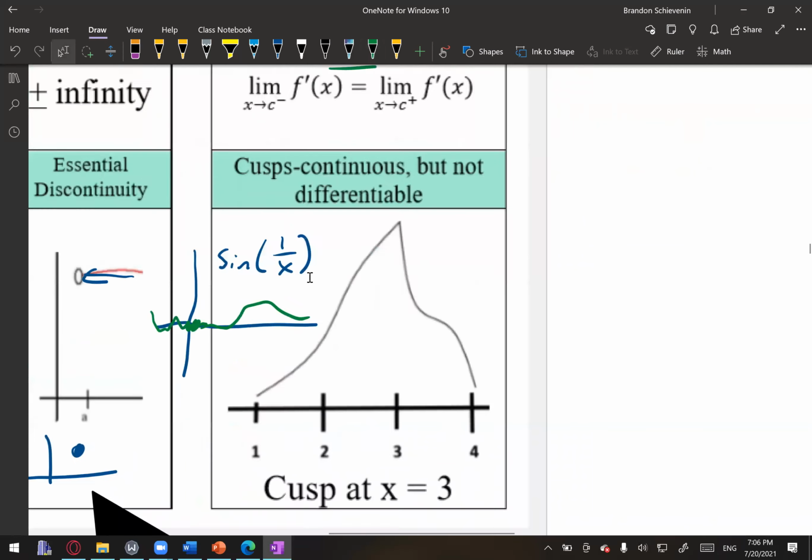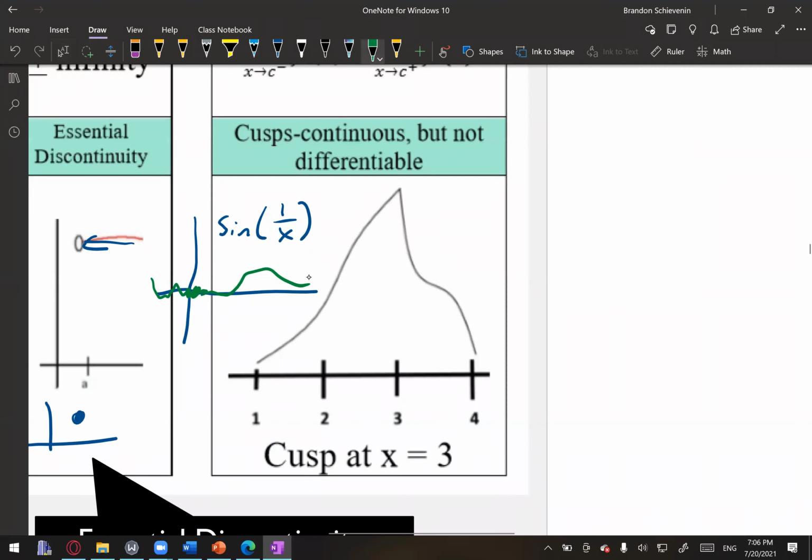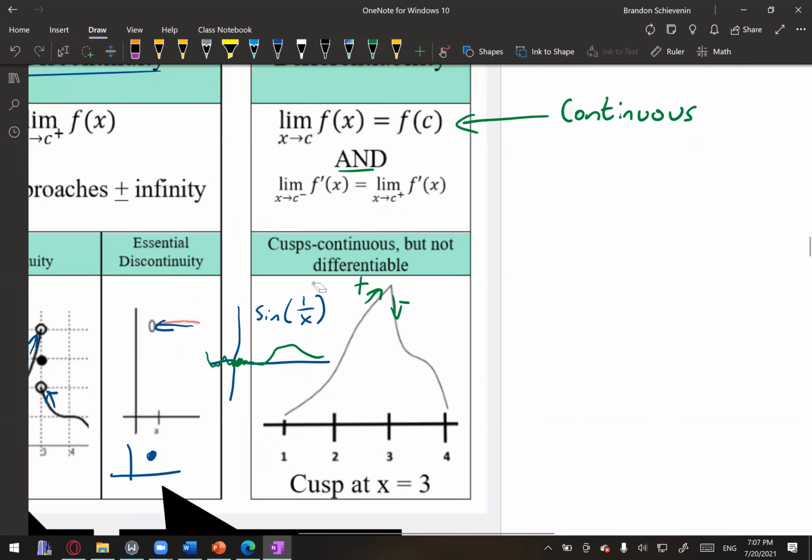Here's what I mean by that. Here I have a cusp. So at this point at x equals 3, I am still continuous because my limit from the left and the right are the same. And when I plug in the y value, I get the same thing. But my slope is not the same from the left and the right because I had a positive slope on the left side, but a negative slope on the right side without actually hitting 0. So I could say that this point is continuous, but not differentiable. Not differentiable because this second condition down here is not true.